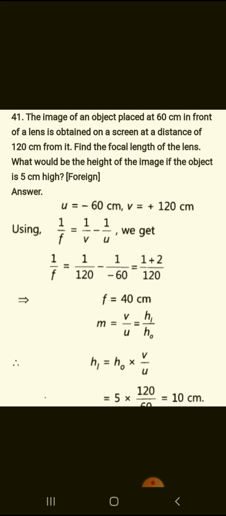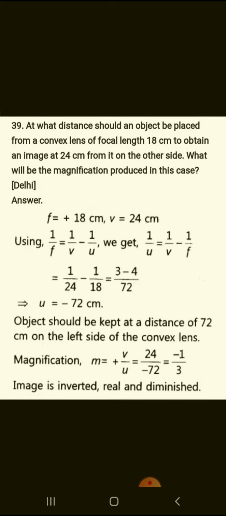Now we all know that if we want to find the height of the image, we have to use the formula of magnification. The formula of magnification is equal to v upon u, which is also height of the image upon height of the object. Substituting the given values, we have the value of v, the value of u, and the value of ho. By putting all the values, we get the height of the image equal to 10 centimeter.